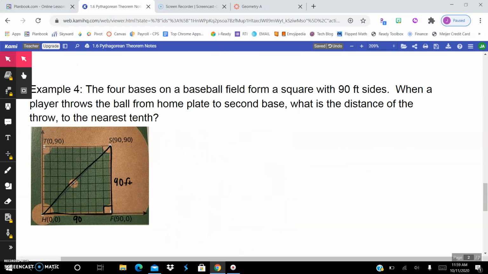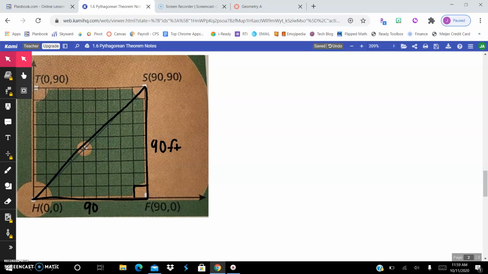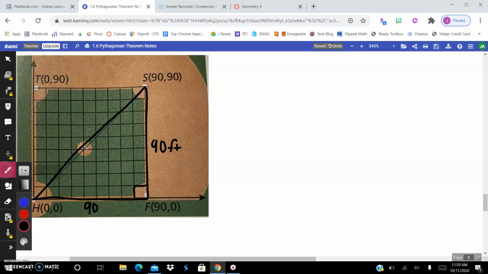Now, all it's asking us is what is the distance of the throw to the nearest tenth? So we could use one of two things. We could use the distance formula or we could use the Pythagorean theorem. And since this section is focusing more on the Pythagorean theorem, that's the one I'm going to use. So a squared plus b squared equals c squared. Now, you're not going to be wrong if you picked the distance formula. If that makes more sense to you, absolutely go ahead and use it. So our legs that form the 90-degree angle are both 90.